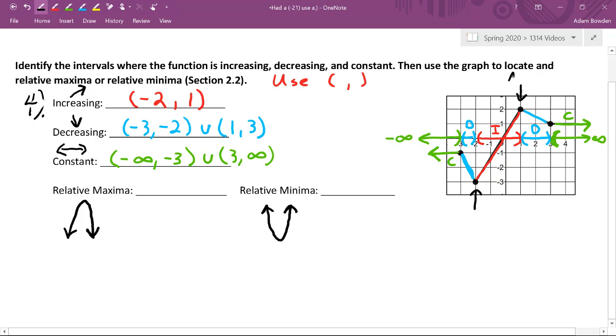We have one maximum here where the graph goes up, turns around, and comes down. The point at the maximum is the point (1, 2). We have a minimum point down here where the graph goes down, turns around, and comes back up, and that's down at the point (-2, -3).